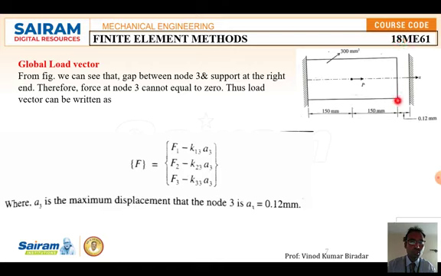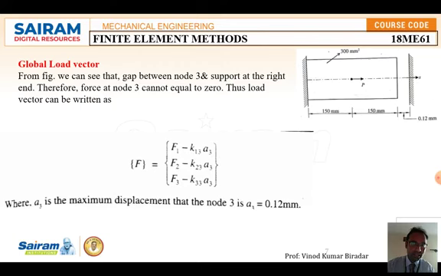So force 3 cannot be equal to 0 because here some distance is there. Thus the load vector can be written like that. How many forces will be there? F1, F2, F3 minus K13, K23 and K33. Look, this is a 3 into 3 matrix. You just draw K11, K12, K13 and K21, K22, K23 and K31, K32, K33.